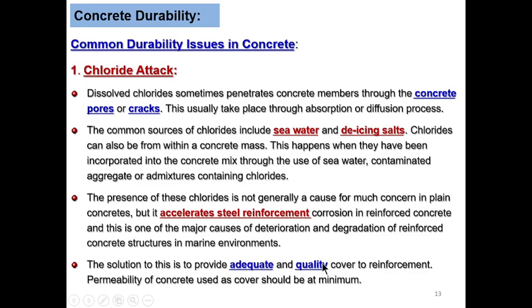And then the quality means that the permeability of the concrete used as cover must be as low as possible, so that the concrete will be able to resist the penetration of chloride. Now, permeability of concrete used as cover should be at minimum. I've mentioned that before.